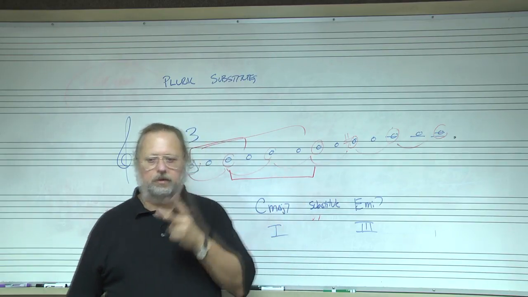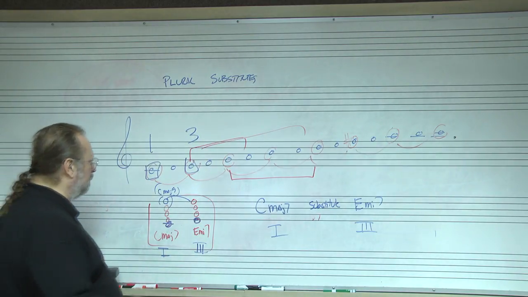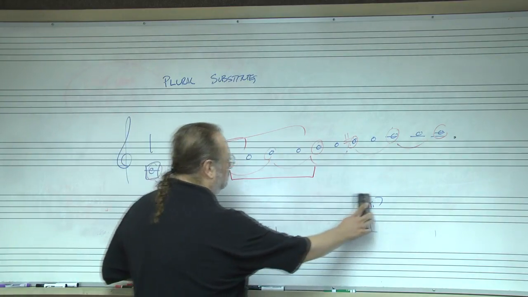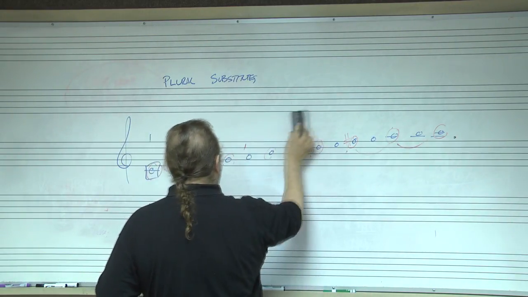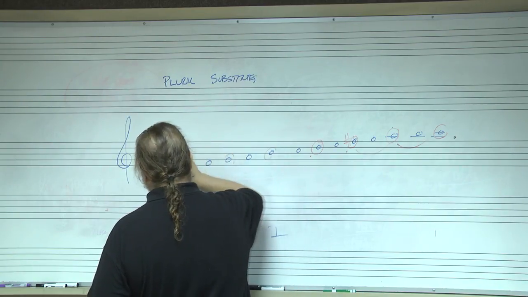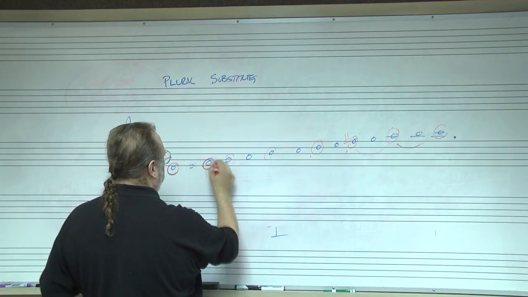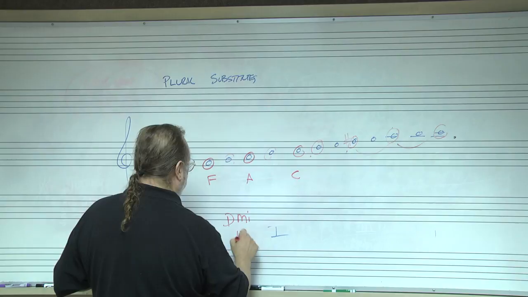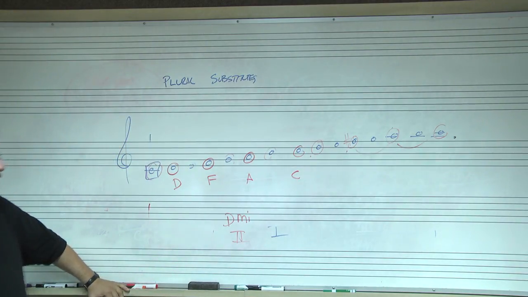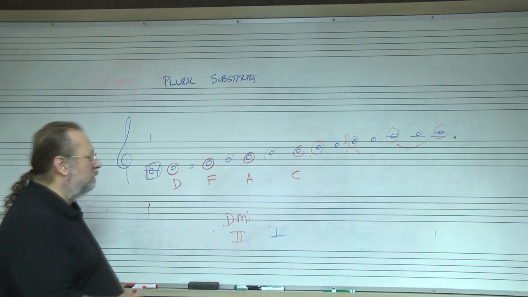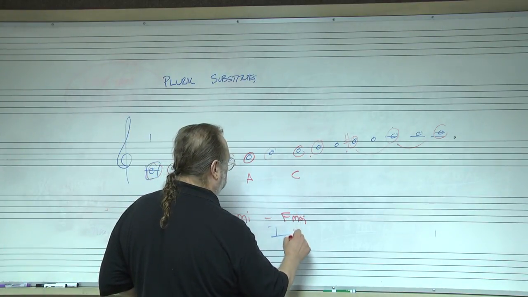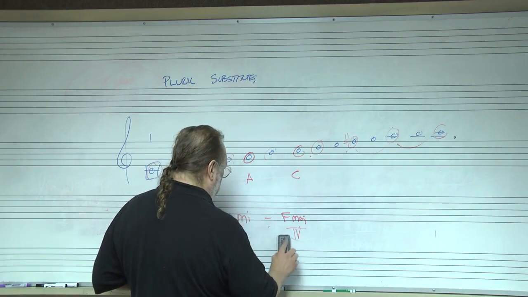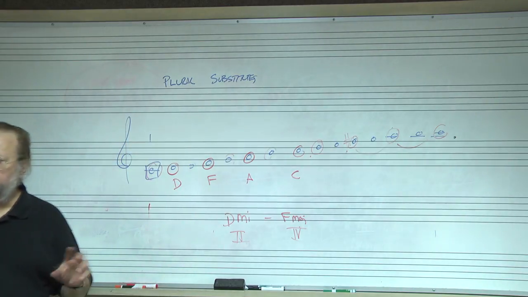Okay. What about the 2 chord in the key? What's the 2 chord? In the key of C, D minor. So we get this. Use it as a plural substitute for a two chord. So two and four can be used to substitute each other all the time.